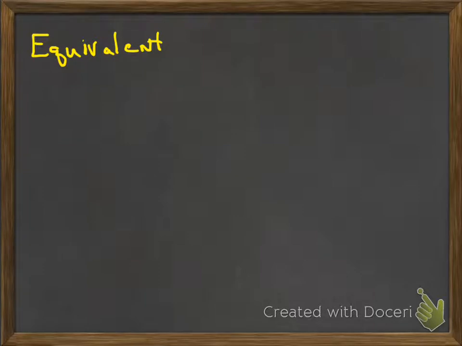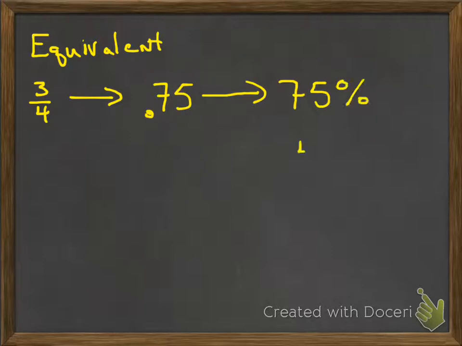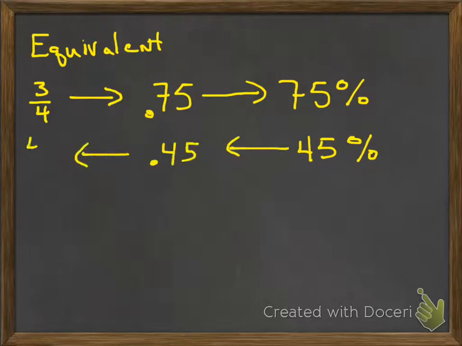Let's talk about being equivalent. Okay, so you have something like 3/4. The decimal would be 0.75, and the percent would be 75%. Well, how about if I went the other way? 45% as a decimal is 0.45, which would be 45 over 100, which gets simplified to 9 over 20. So you need to make sure you can traverse through those different ideas fairly quickly. That's actually kind of important too.